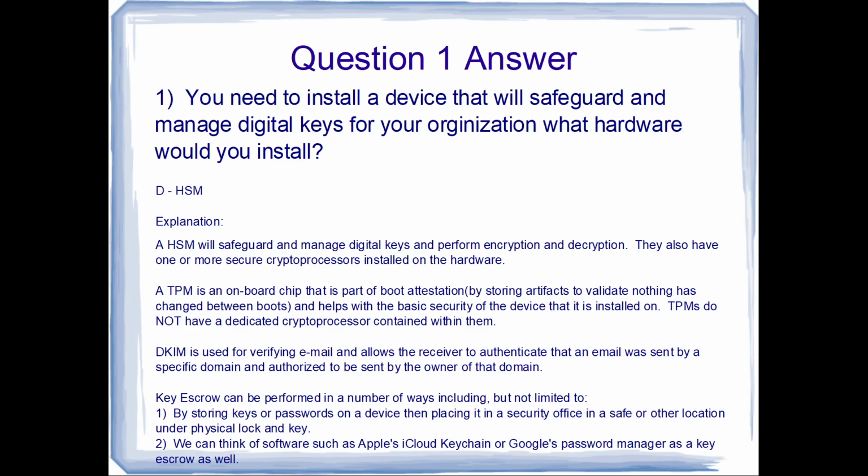DKIM is used for verifying email and allows the receiver to authenticate that an email was sent by a specific domain and authorized to be sent by the owner of the domain. Key escrow can be performed in a number of ways, including but not limited to storing keys or passwords on a device and then placing it in the security office or in a safe or another location under physical lock and key. We can think of software such as Apple's iCloud Keychain or Google's Password Manager as key escrow as well.